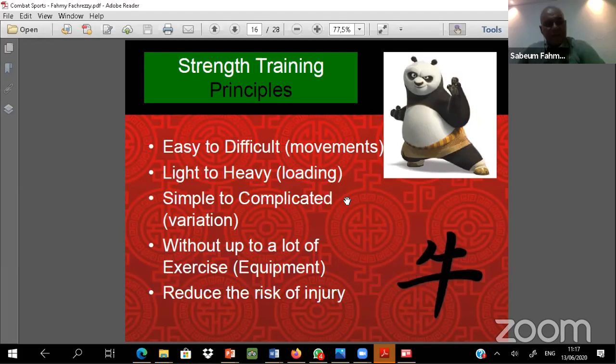The last one is to reduce the risk of injury. It is the same as the previous one.